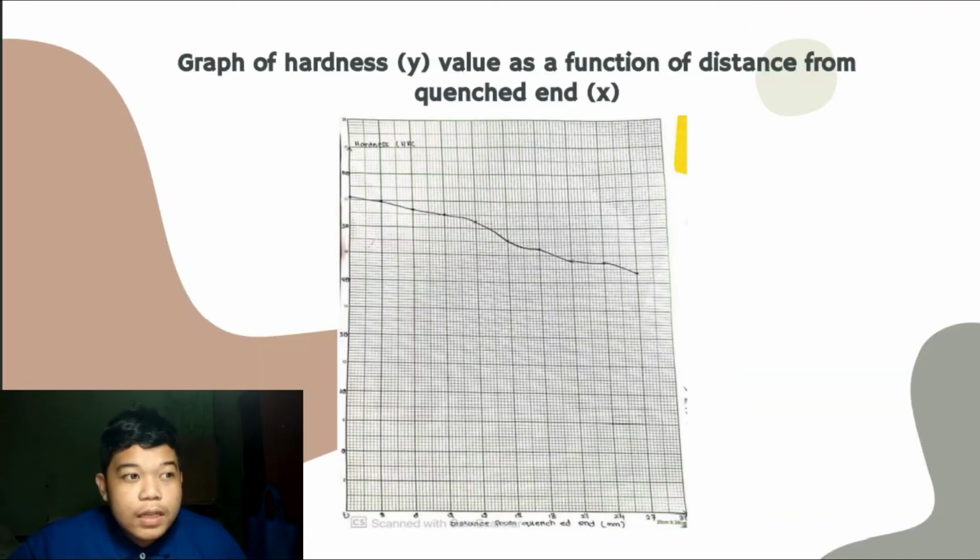For first, we can see the graph of hardness as Y value as a function of distance from quench end on the X axis. So we can assume that the cooling rates will be highest at the end being quenched and will decrease as distance from the end increases.